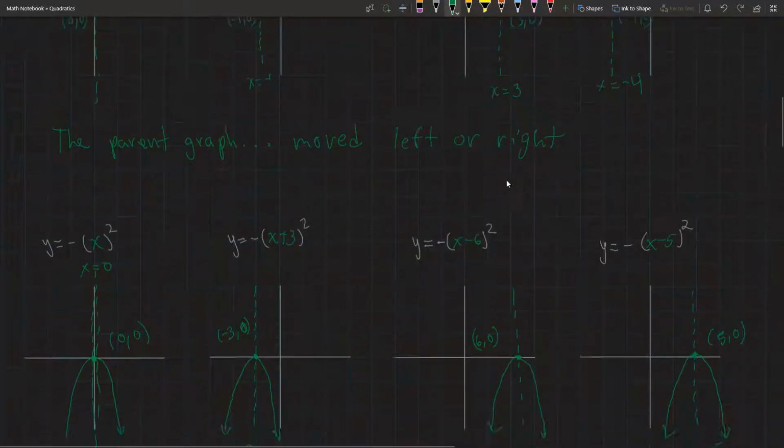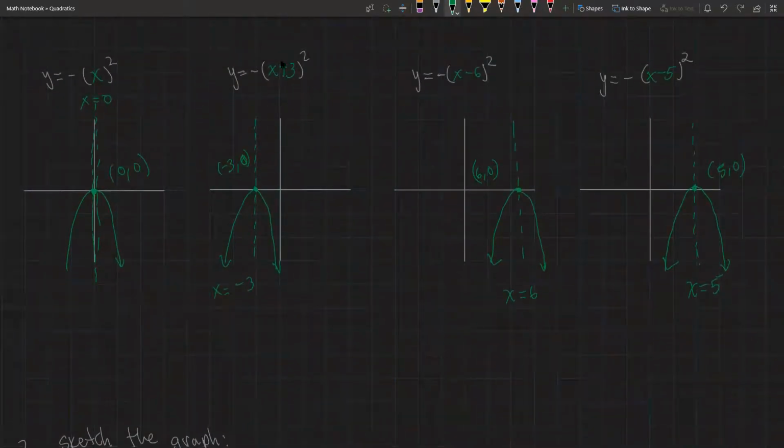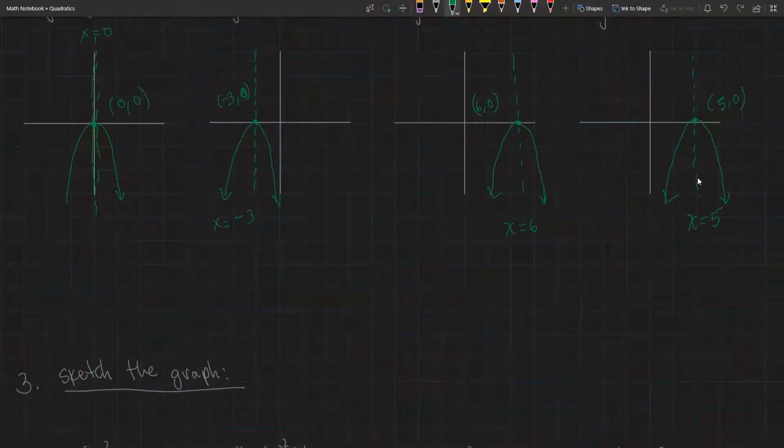If you understand that idea, let's test it right here. Did the +3 move it to the right or to the left? It moved it 3 units to the left. Look at that. The -6, how did it transform the parent graph? It moved it 6 units to the right. And the -5, 5 units to the right. This type of movement is called horizontal movement.